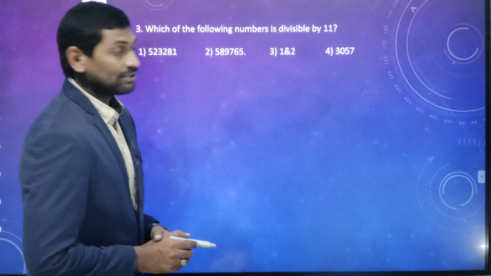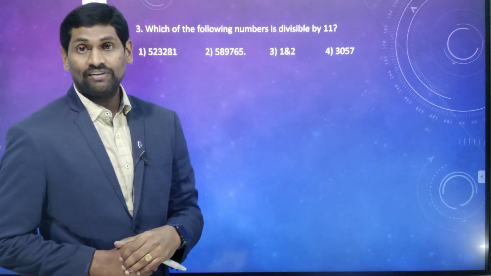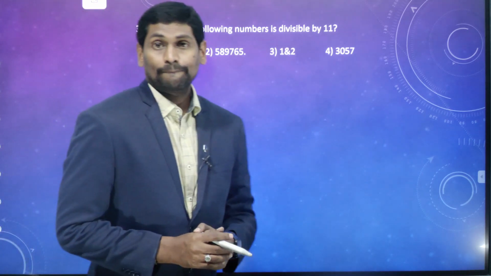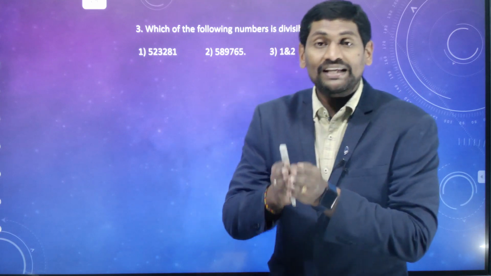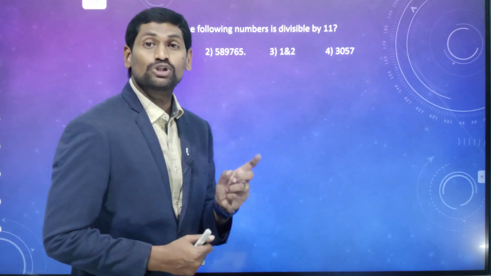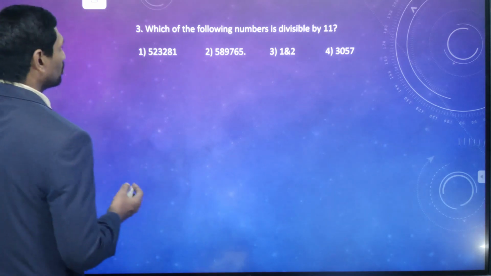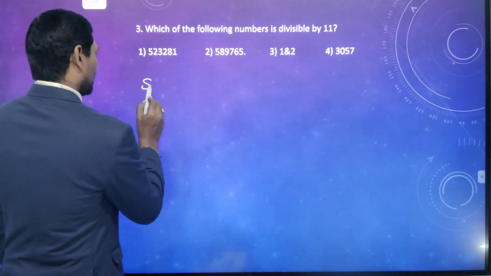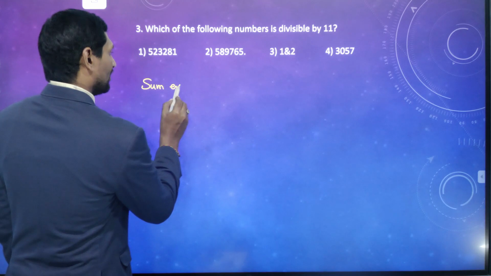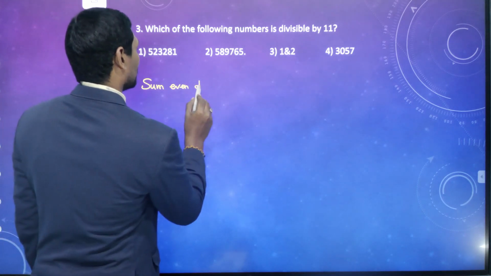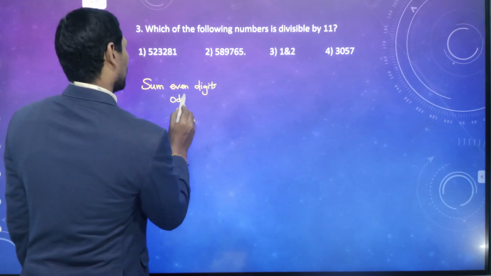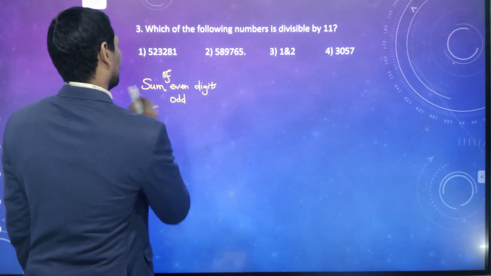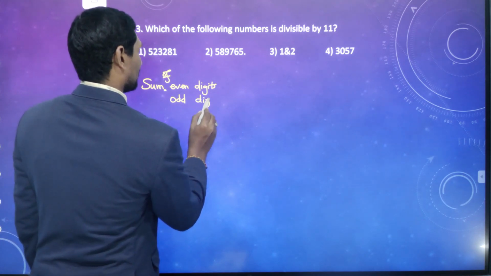Coming to question number 3. Which of the following numbers is divisible by 11? So the 11th rule: the sum of even placed digits and the sum of odd placed digits, and their difference is 0 or a multiple of 11. Okay, let us go through the numbers. First, I am checking the even places and odd places for all the numbers. So the sum of even digits and the sum of odd digits.